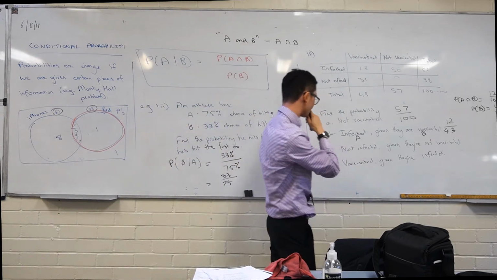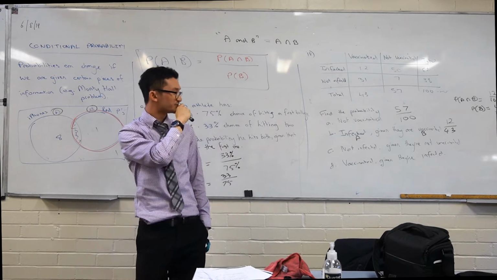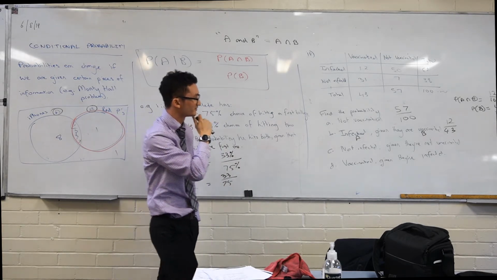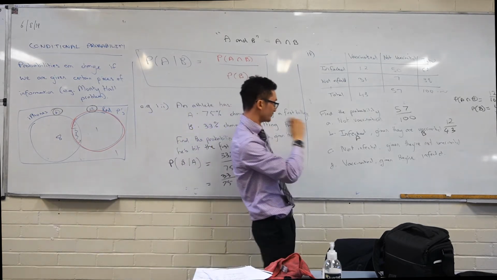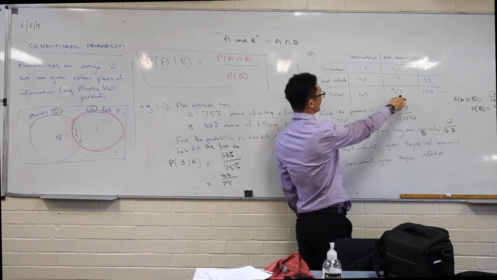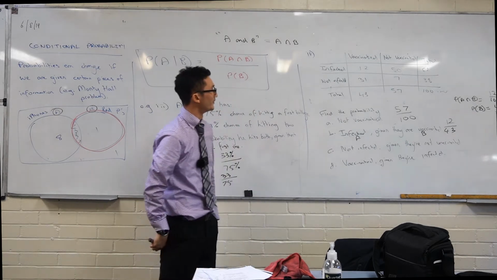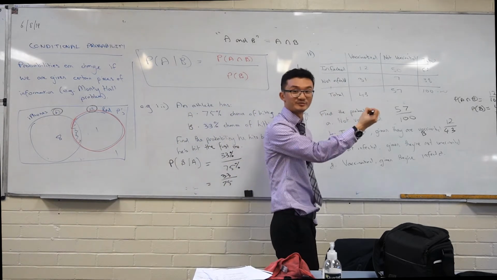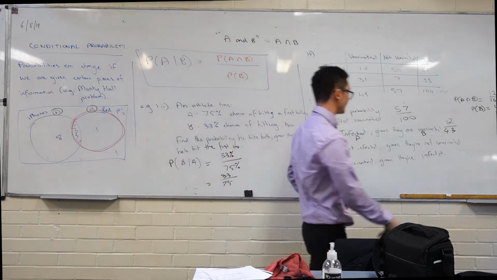Callum, next one. We're given that they're not vaccinated, sorry. So they're not vaccinated, and they're not infected. Yeah, that's right. That's how the sample space is being reduced. 7 over 57. Okay, so 7 over 57, awesome.